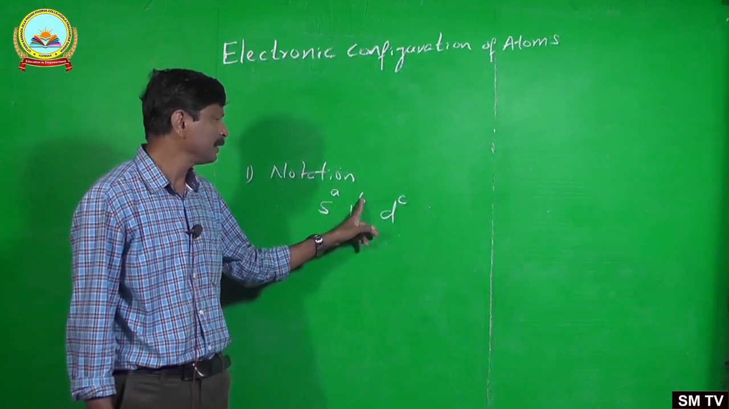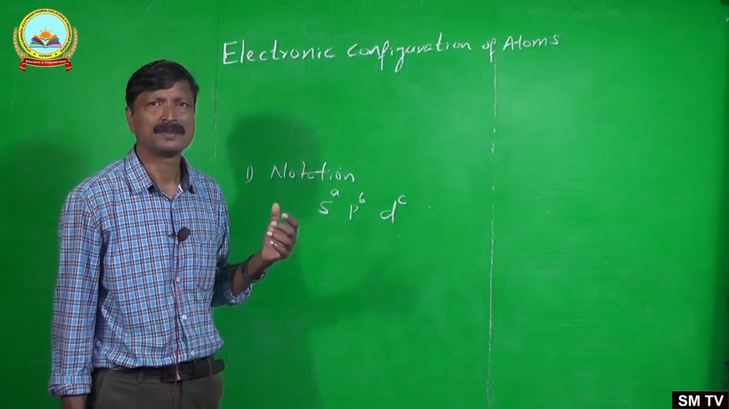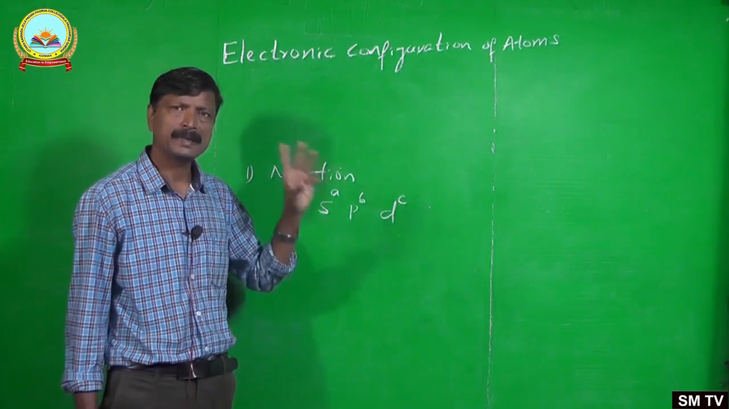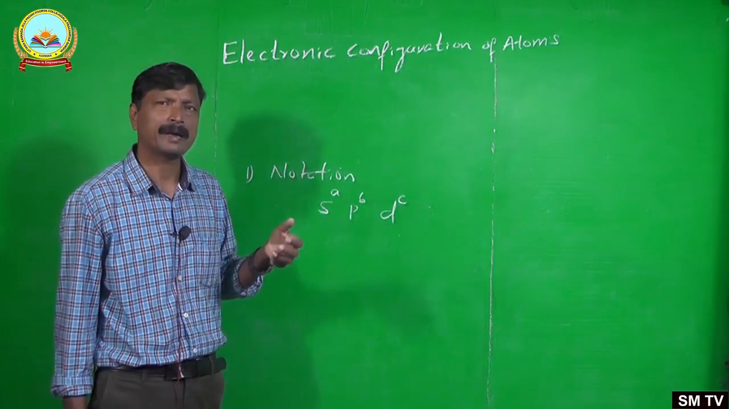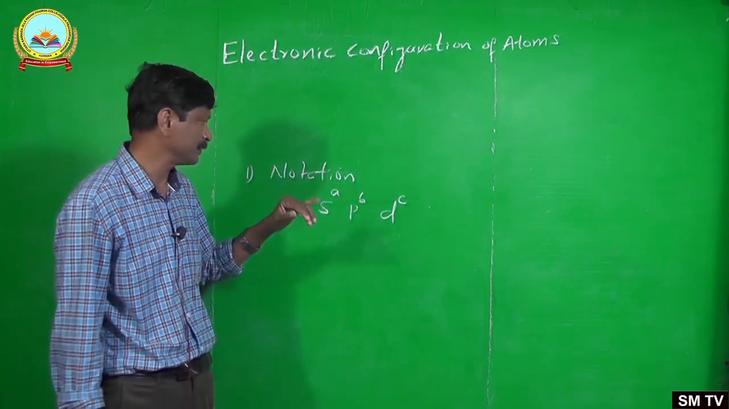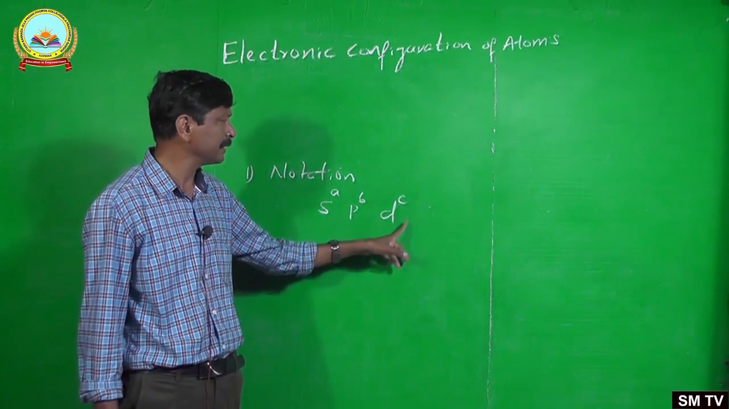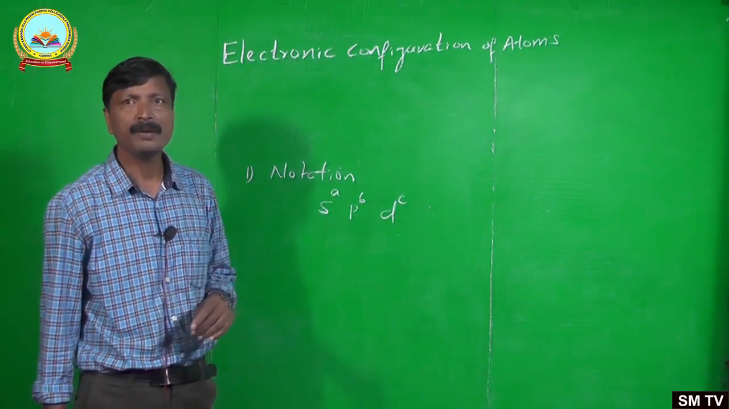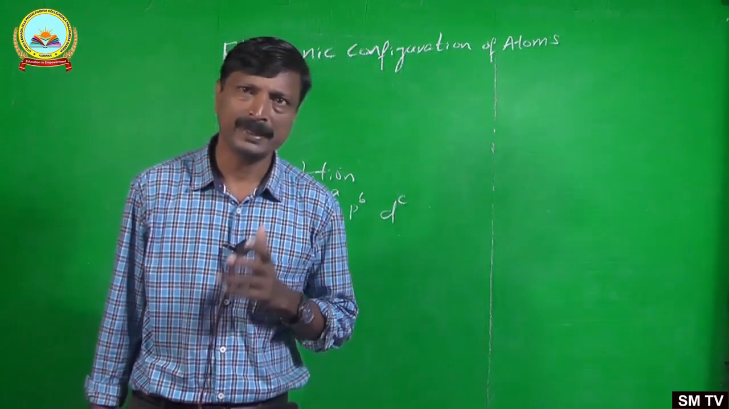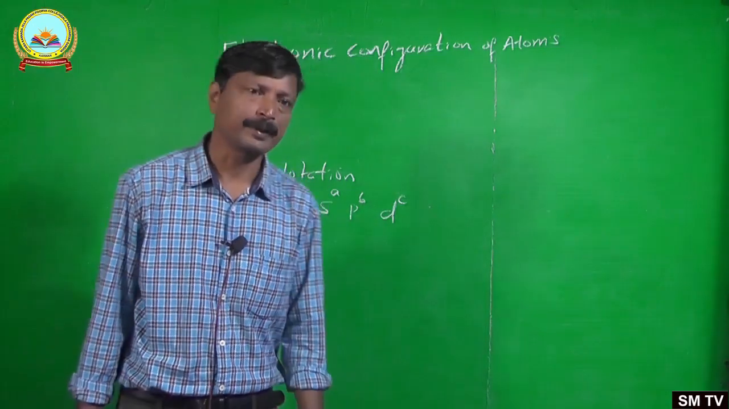What is the value of b? The b may be 0 to 6. How many p orbitals are there? Three p orbitals, so it can accommodate a maximum of 6 electrons according to Pauli's exclusion principle. Similarly, d is raised to c. The c may be 0 to 10, because there are 5 d orbitals, which can accommodate 10 electrons.